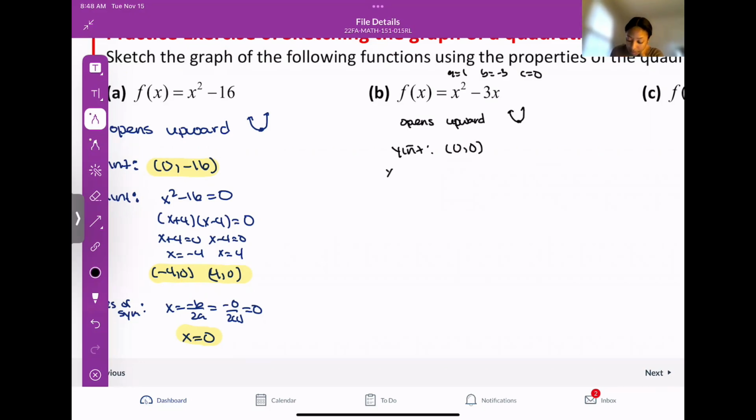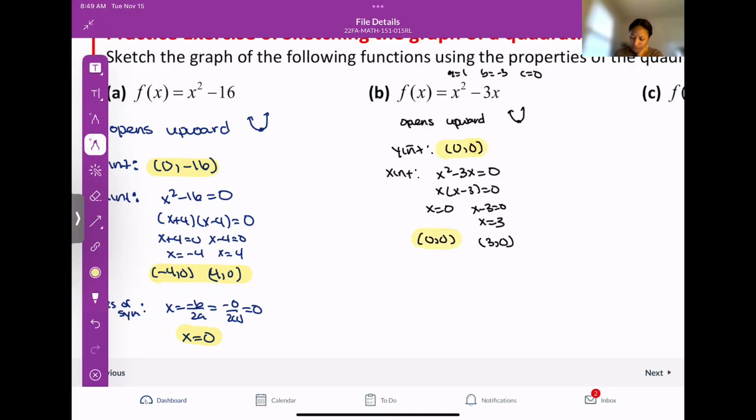For the x-intercepts, we have to factor. If we take x squared minus 3x and set it equal to 0, that gives us x times x minus 3 is 0. X equals 0, x minus 3 equals 0, so x equals 3. We have 2 x-intercepts here. One at 0, 0, and the other at 3, 0. The y-intercept is 0, 0, which is of course also an x-intercept. And then 3, 0 is also an x-intercept.